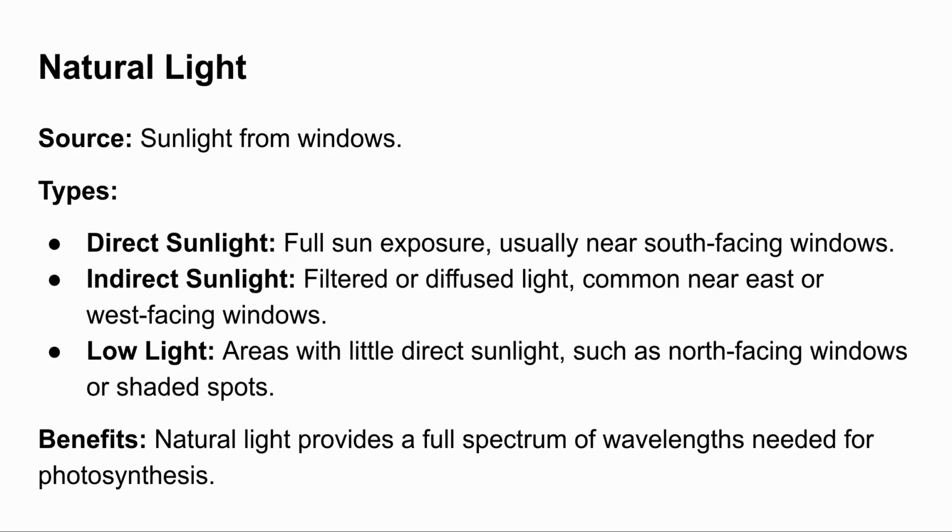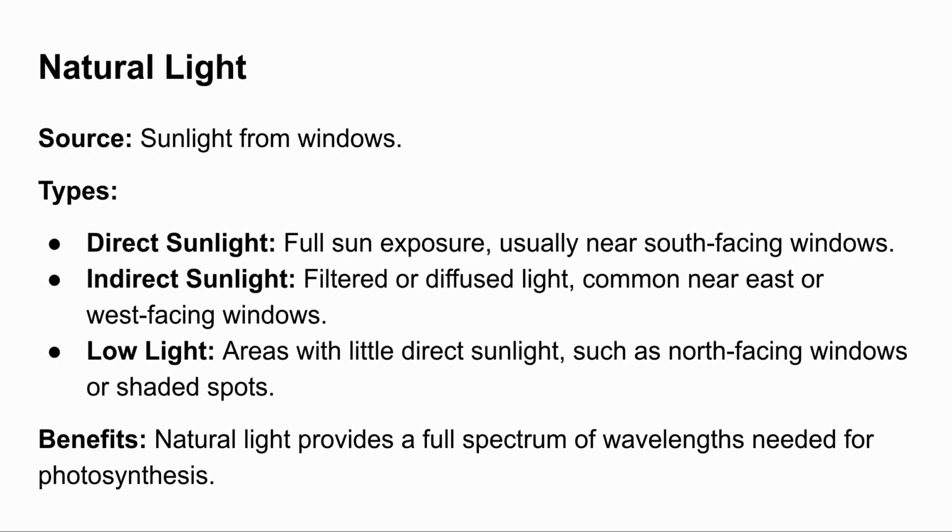And then the final category is low light. This would be areas with little direct sunlight. So it could be a north facing window, which just means the sun never shines on that side. So there's no sun coming through. It could be a spot away from a window or a shaded spot inside your home.